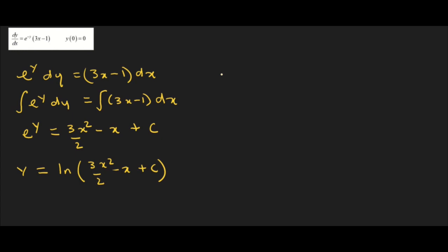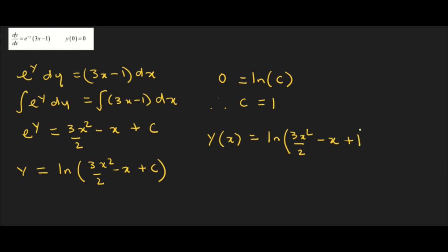We now use our first order condition to eliminate the constant of integration. So we have 0 equals log of 3x squared over 2 minus x plus c, which is equal to log of c, so therefore c equals 1. Therefore a solution here is y as a function of x is equal to the log of 3x squared over 2 minus x plus 1.